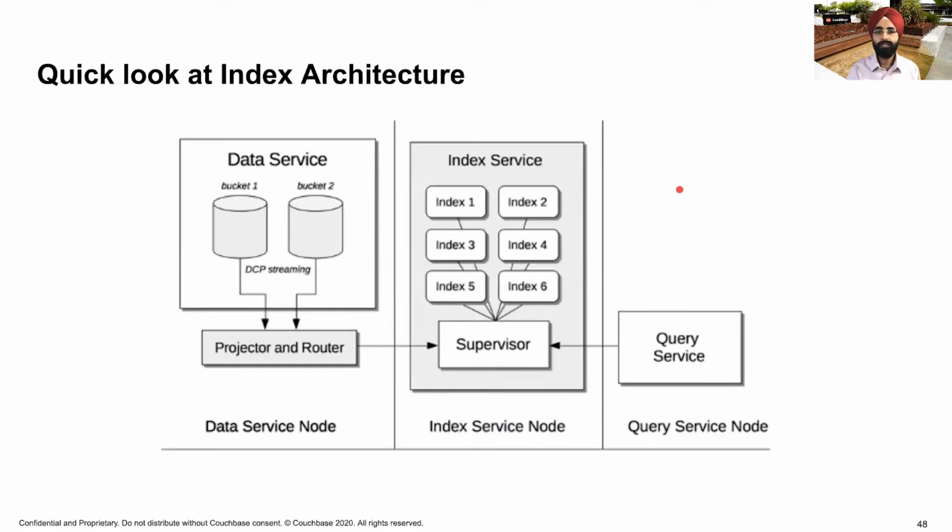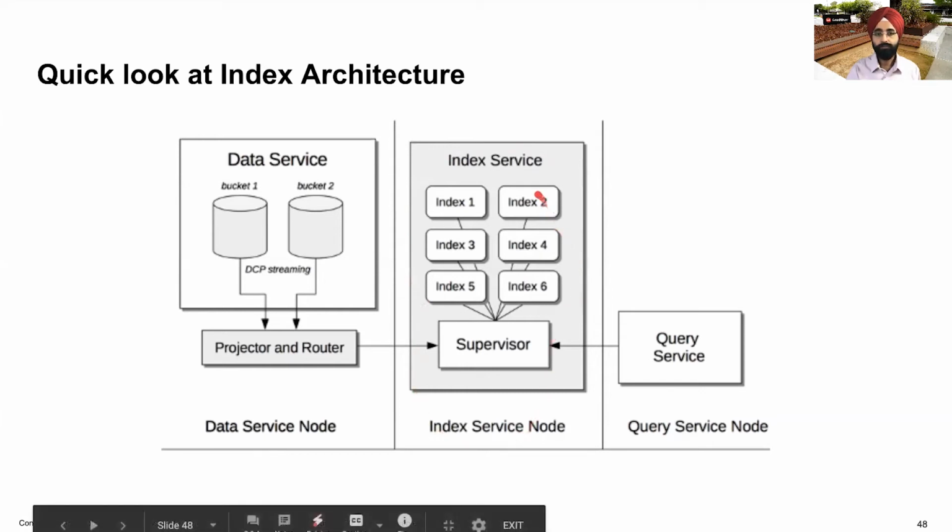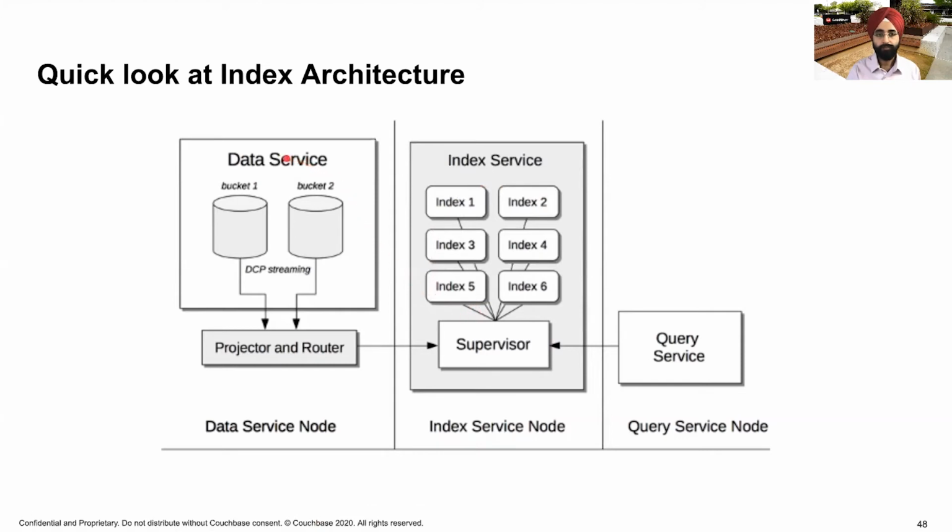A quick look at the index architecture. So here is an index service node, which is hosting a few indexes. And here's the data service node. Now, global secondary indexes are asynchronously maintained, which means the data changes are streamed from data service to the index service.